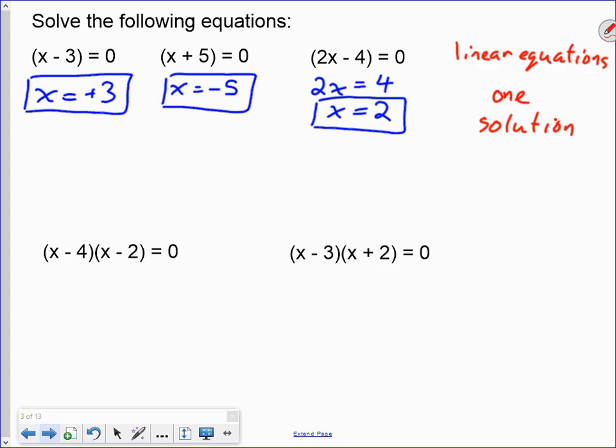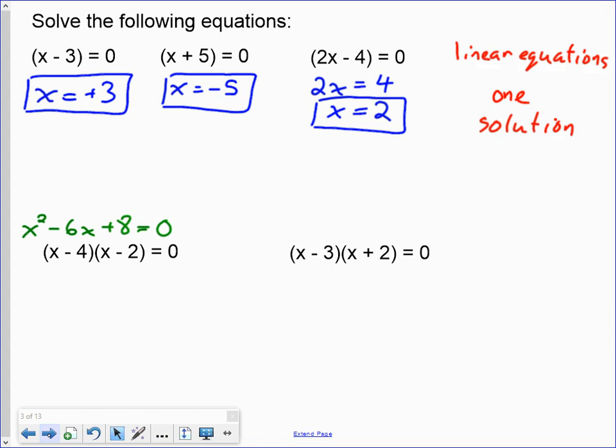Now, down below, these are quadratic equations. They don't look like quadratic equations, but we can take something like x minus 4 times x minus 2, and expand using our FOIL rule, and write this as x squared minus 6x plus 8 equals 0. If we did that, we would see that this is indeed a quadratic equation. The highest exponent on x is a 2.